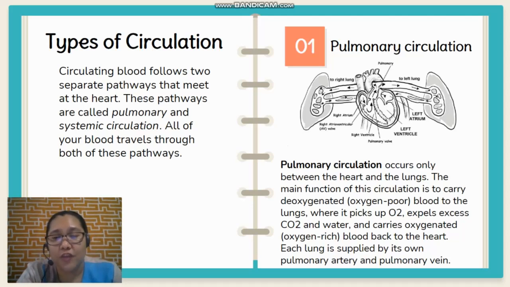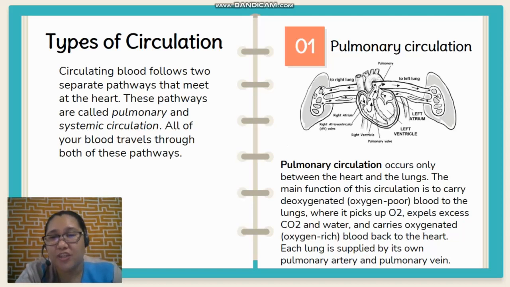The main function of this circulation is to carry deoxygenated or oxygen-poor blood to the lungs, where it picks up oxygen and expels excess carbon dioxide and water, and again carries oxygenated or oxygen-rich blood back to the heart. So each lung is supplied by its own pulmonary artery and pulmonary vein. So this pulmonary circulation is the one involved in the exchange of gases.